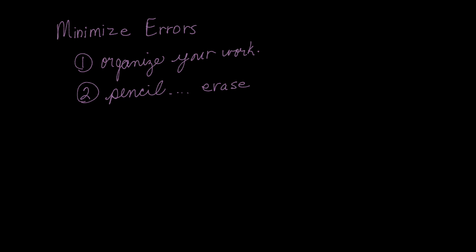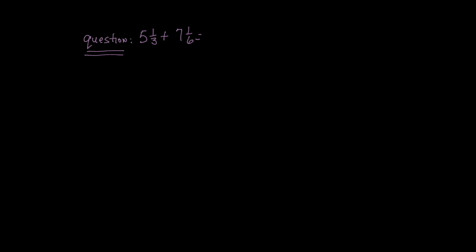That is extremely important. Another thing to do when we talk about organizing our work, we mean making sure that your numbers are written clearly and they line up properly, and I'll explain that by using an example. I will demonstrate how to do that. Okay, so here is the example: 5 1/3 plus 7 1/6.